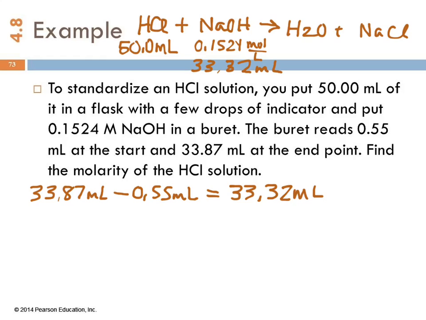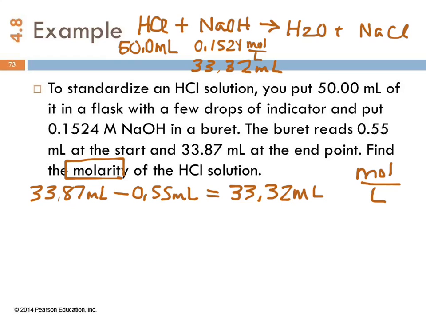So that's pulling information out of that forest of words and setting it aside so we can look at it easier. Find the molarity. What are the units on molarity? Moles per liter. So to find the molarity of the HCl solution, we need the number of moles and we need the volume in liters, right?